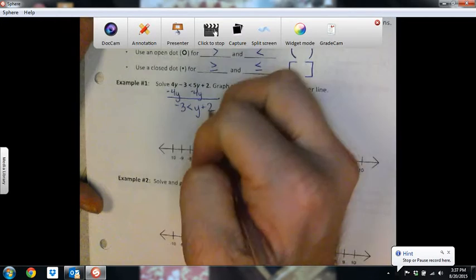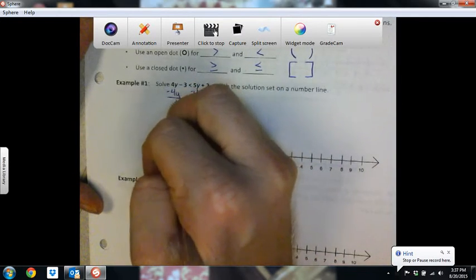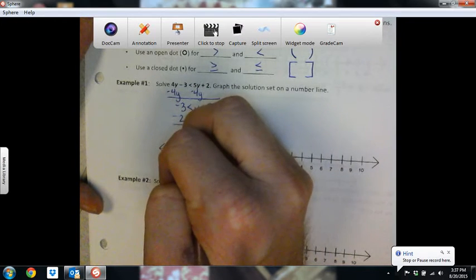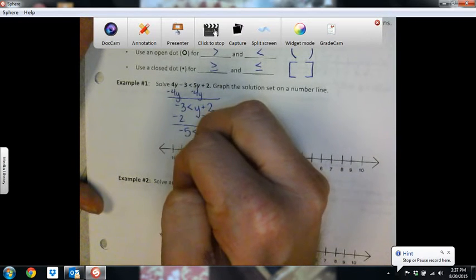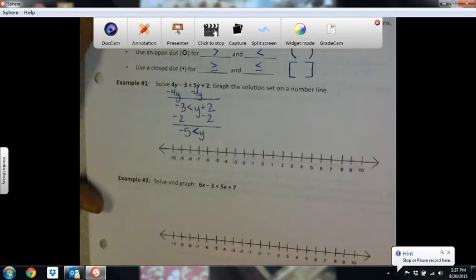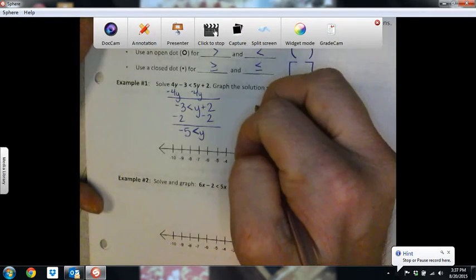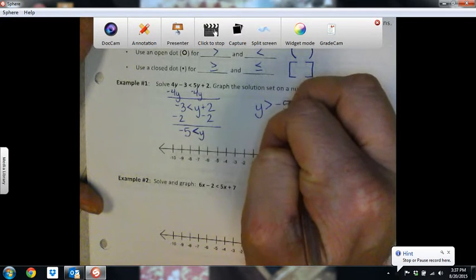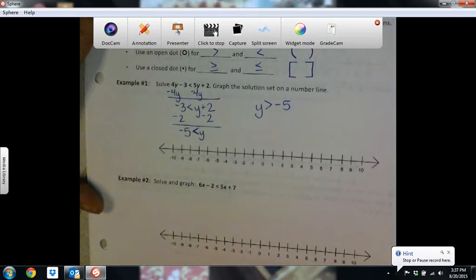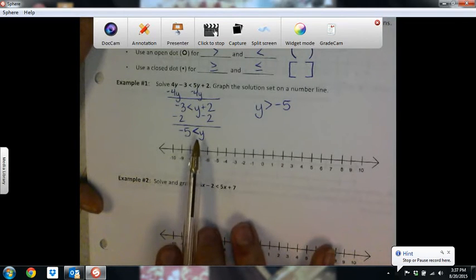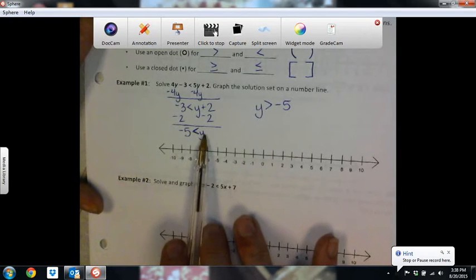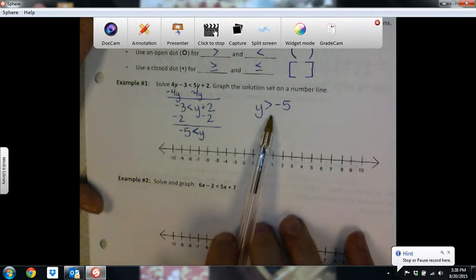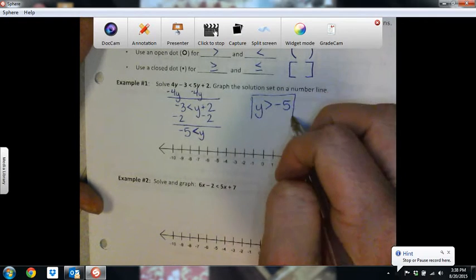And then I'm going to move the 2 to the other side. So again, I'm subtracting, so I'm not multiplying or dividing. I can't switch anything. So I've got negative 5 is less than y. Now, when I write my inequalities, I typically prefer to have my variable on the left side. So I'm going to switch this to y is greater than negative 5. It's a little bit easier for me to think about. Now, if you want to think back to elementary school when they talked about eating the bigger number, here I want to make sure that I continue to eat the y.